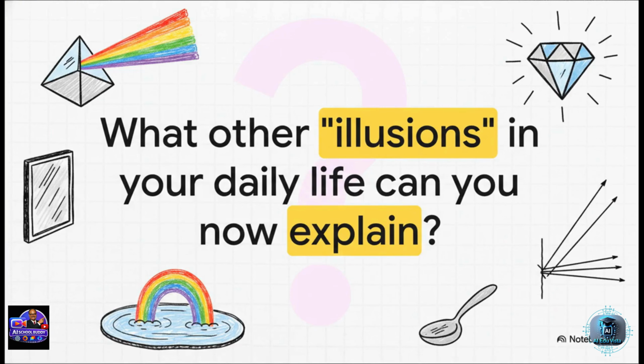So there you have it. So much of what we see is just governed by two incredibly simple principles. Light bounces in a predictable way, and light bends in a predictable way. Now that you know the rules of the game, take a look around you. What other little illusions can you spot in your daily life that you can now totally explain?